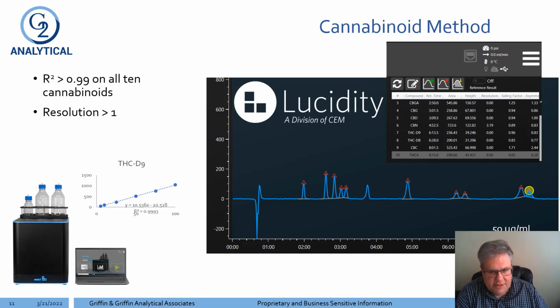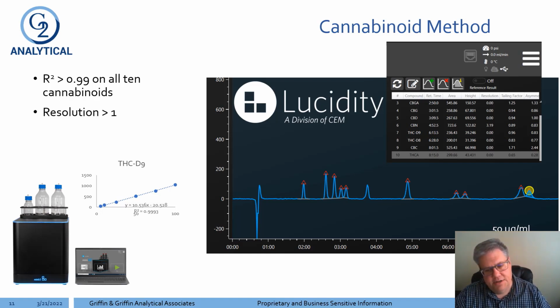So we decided to take our method and run it. First thing we did was we injected our 10 cannabinoid standards along with an internal standard that you see right here in the middle. That's our internal standard. And you can see that the Lucidity system was able to detect all 10 of the cannabinoids. This is at 50 micrograms per milliliter, so that was very encouraging to us.